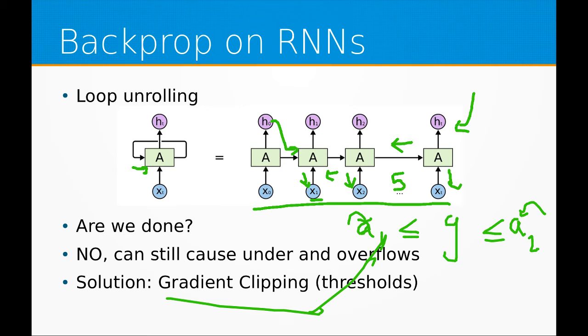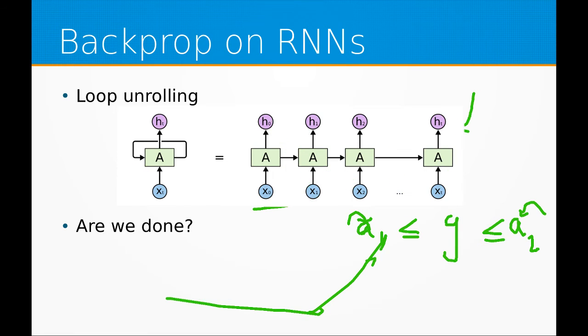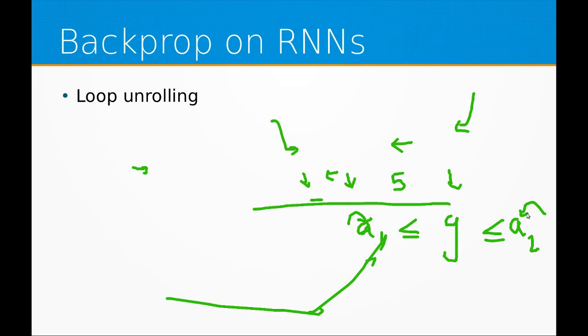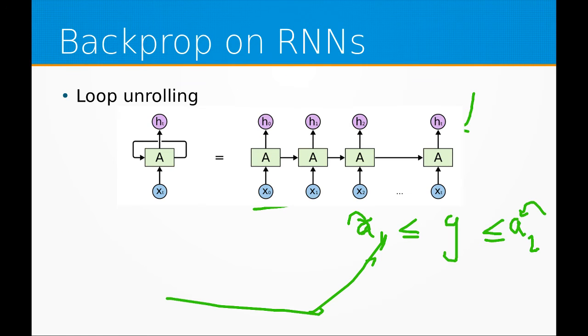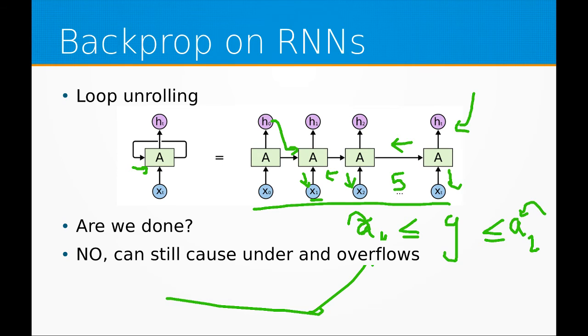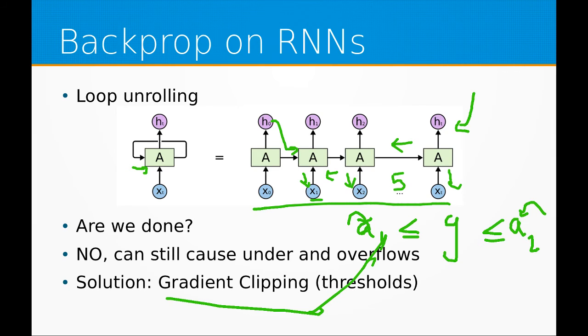So that's how you do backpropagation on RNNs. These two are the ways you can compute gradients in not so straightforward cases.